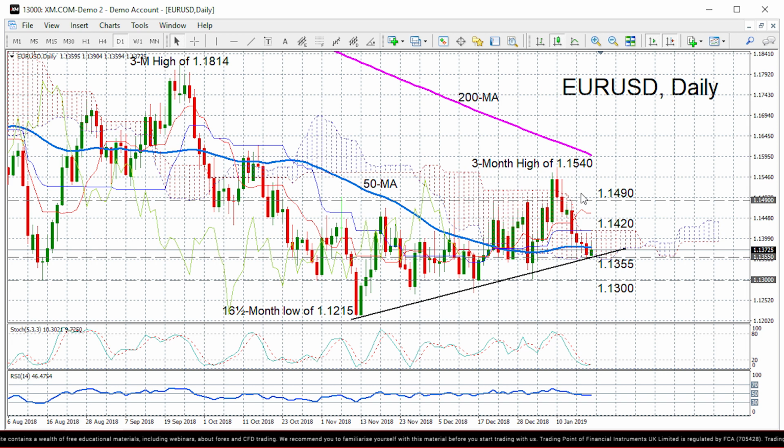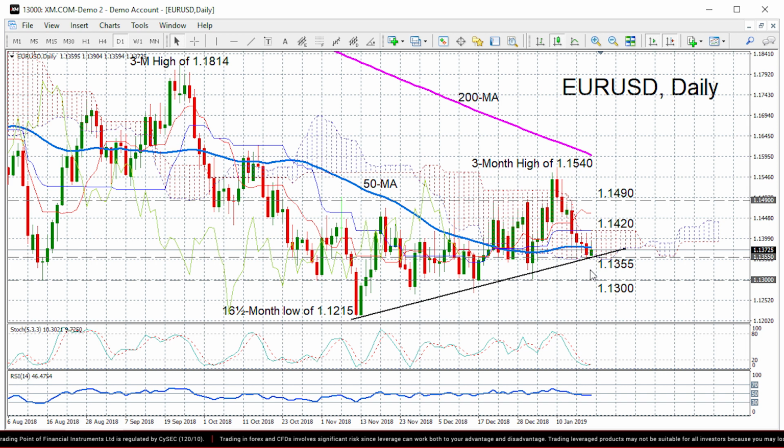So breaking above the cloud would take euro dollar to the next key resistance at 1.1490. So that's been an important resistance level several times in the past. And then above that, the pair would be able to aim for the 3-month top of 1.1540 we saw earlier in January, and then that would also help the pair resume its uptrend that started back in November.